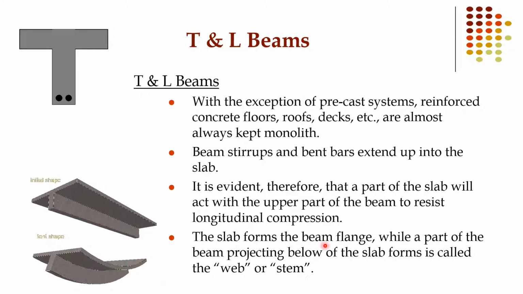The slab forms the beam flange, the upper part of this T-beam, and the lower part, the part of the beam projecting below the slab, is called the web or the stem. This part is called the web or the stem, and this part is called the beam flange.